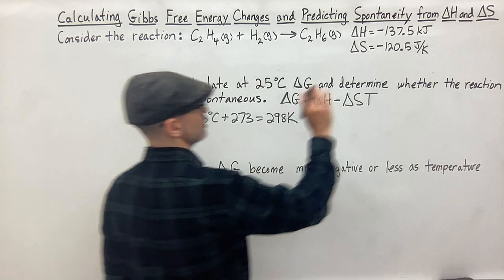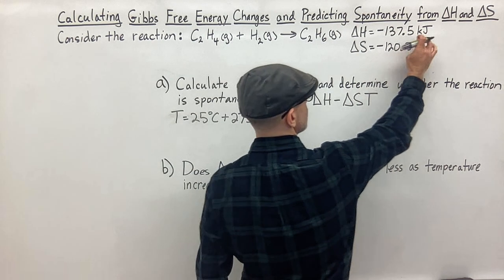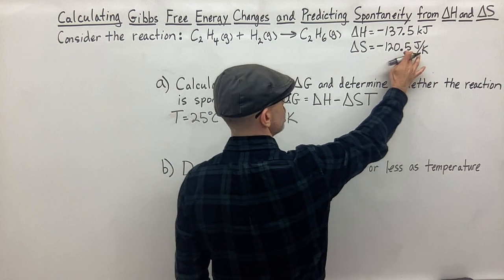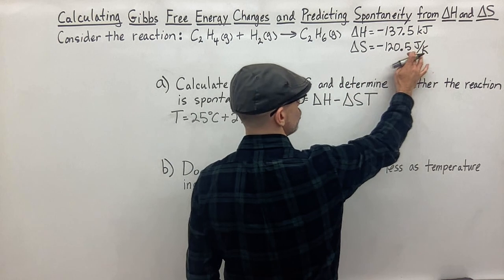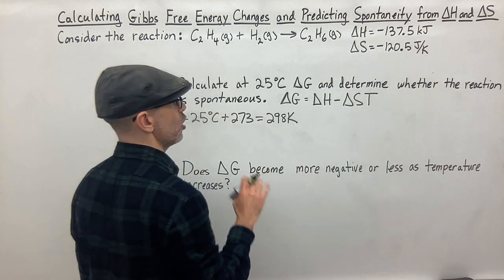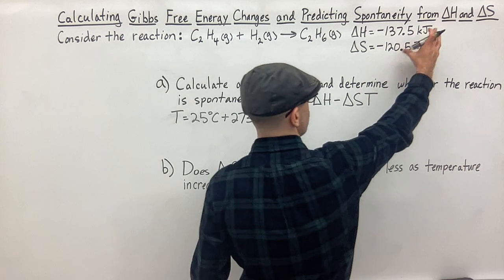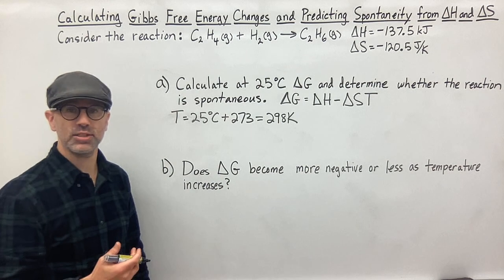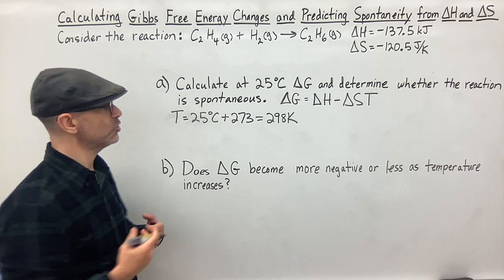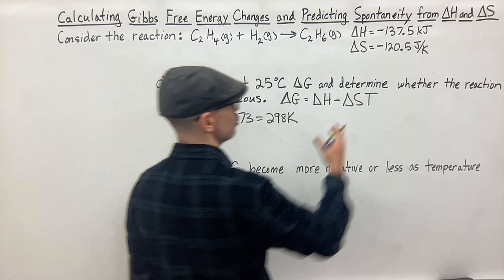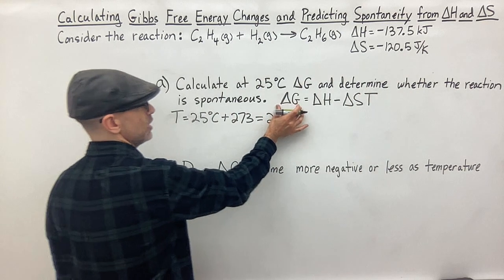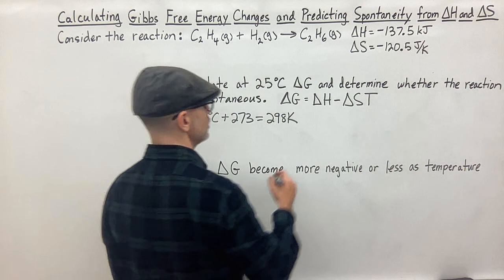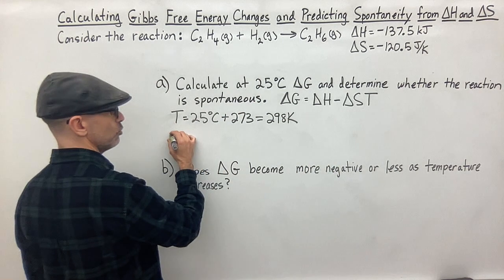They're giving us delta H. Notice that the unit for delta H is kilojoules, whereas for entropy, it's joules per Kelvin. So if we're going to use these to calculate, we need to make sure that they're in the same units at least. So let's convert kilojoules to joules, because delta G is going to be in joules. So we want that in joules. So let's go ahead and convert that to joules.